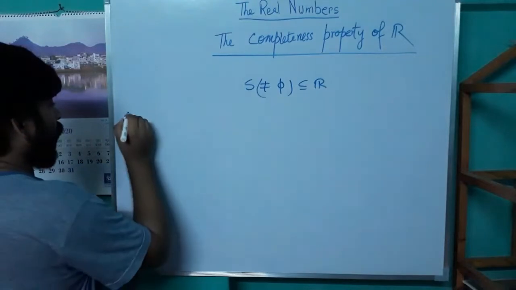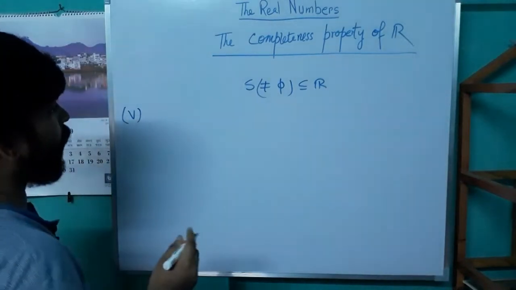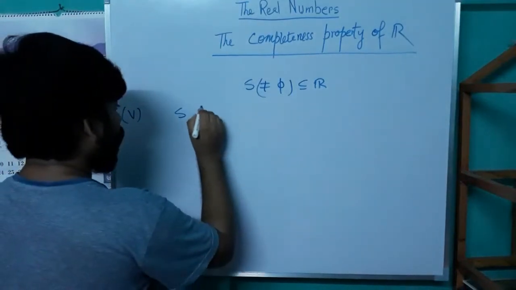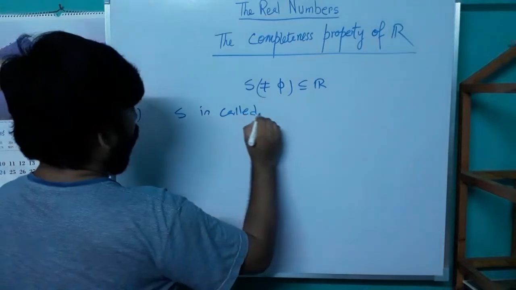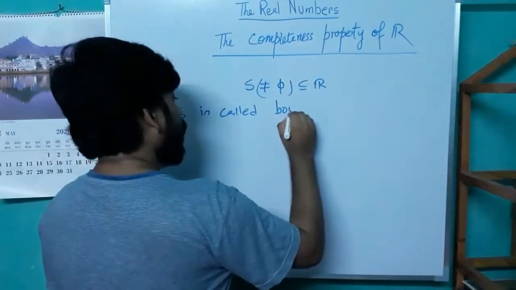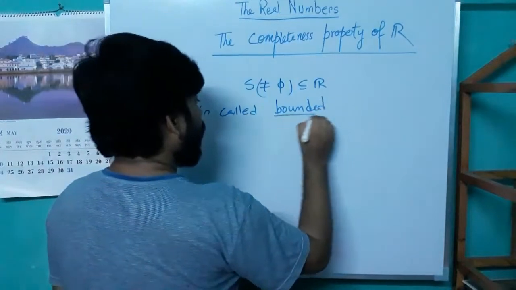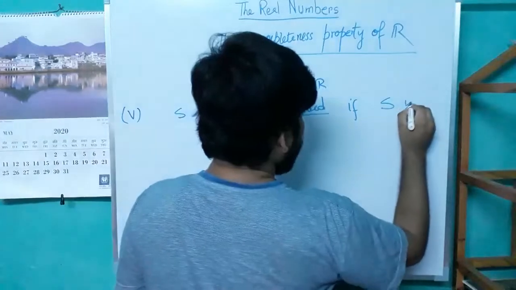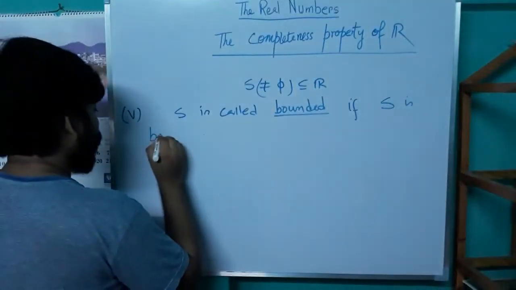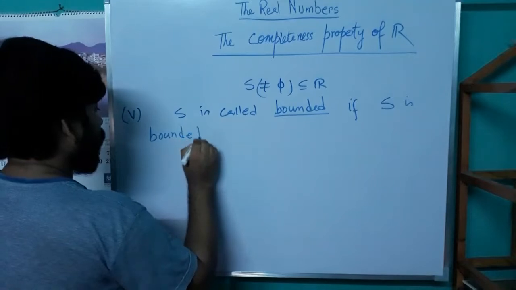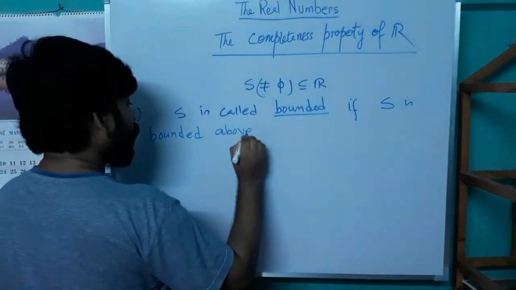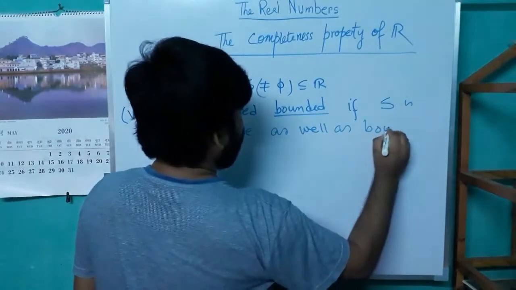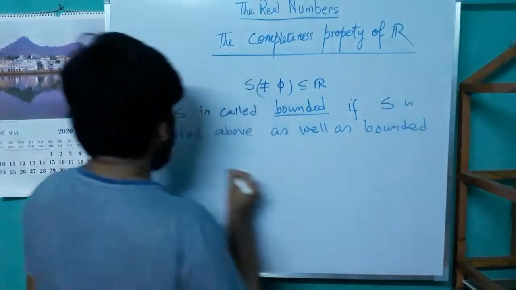Next definition: a non-empty subset of R is called bounded. A set S is called bounded if S is bounded above as well as bounded below.